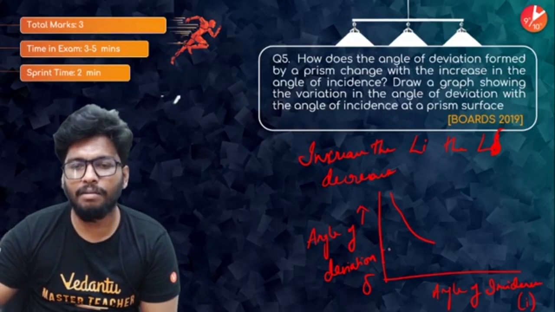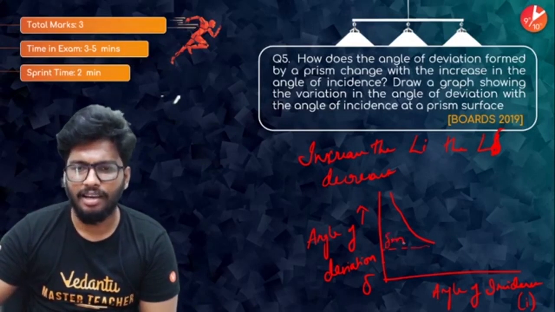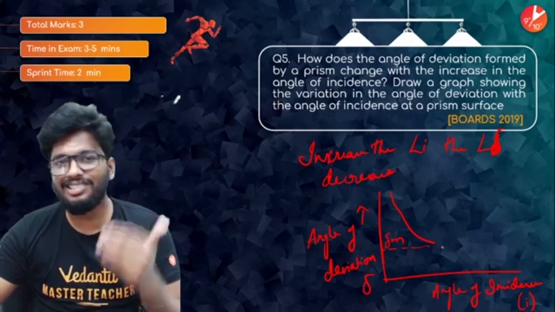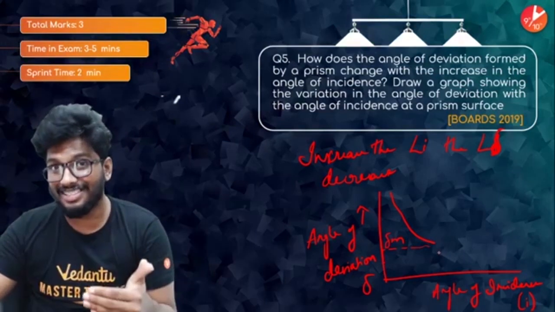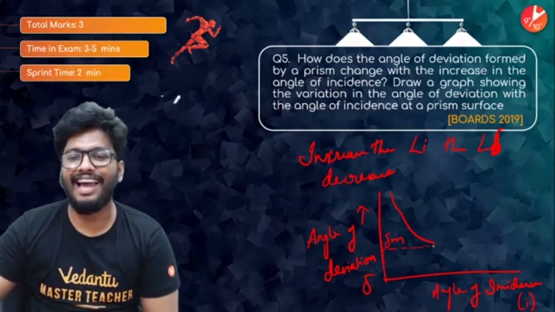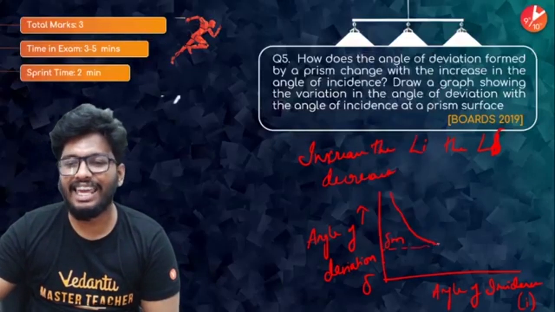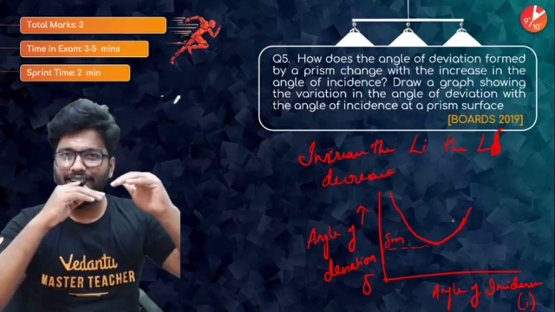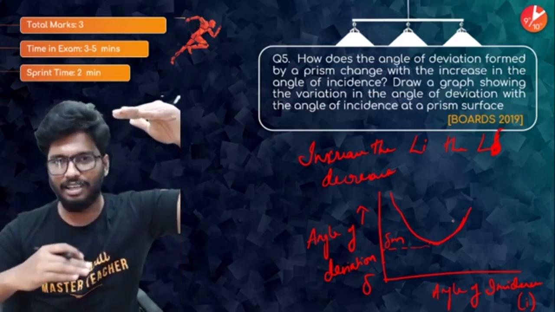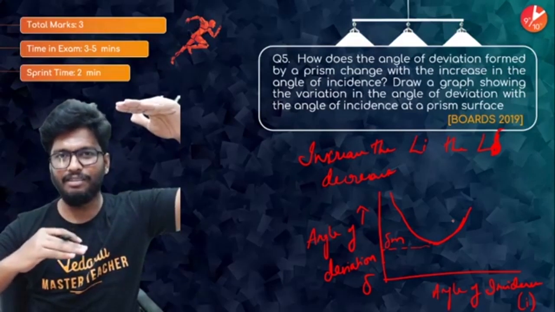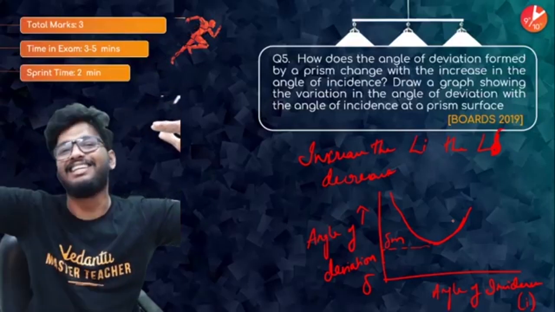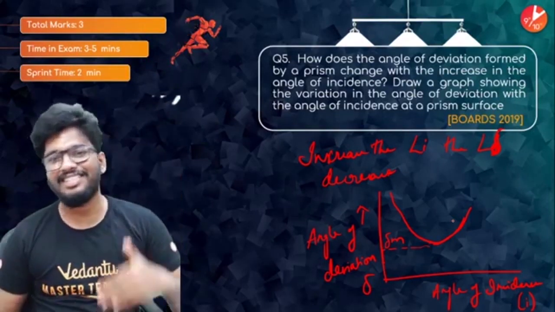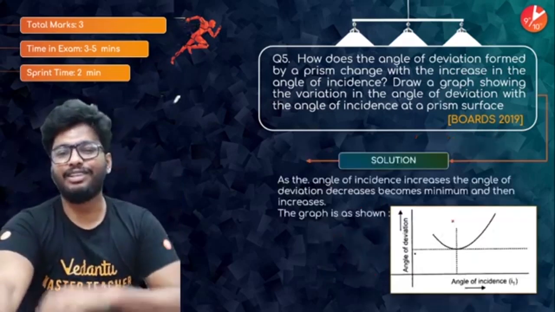Once it reaches the minimum value of the angle of deviation, which we'll call delta m, what happens then? As you increase the angle of incidence after you reach the minimum value, the angle of deviation keeps on increasing. So the graph looks like a curve. When you increase the angle of incidence, the angle of deviation keeps on decreasing, but once it reaches the minimum value, if you keep increasing the angle of incidence still, instead of decreasing, it will increase. So this is the graph that shows it all.